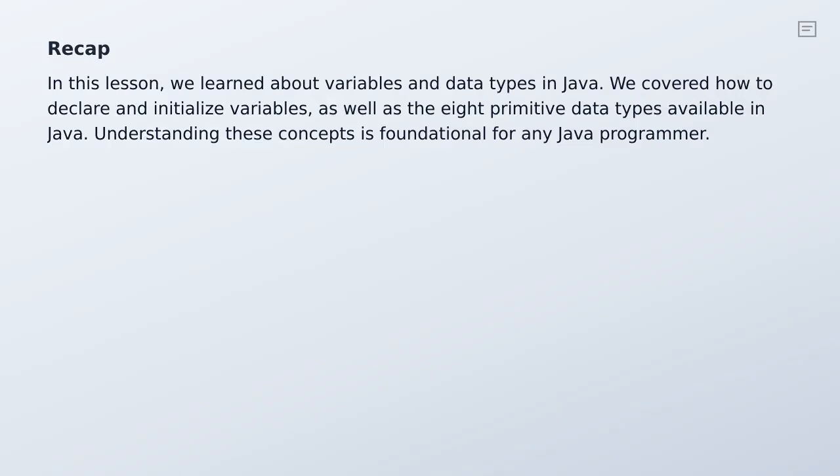Next, recap. In this lesson, we learned about variables and data types in Java. We covered how to declare and initialize variables, as well as the 8 primitive data types available in Java. Understanding these concepts is foundational for any Java programmer.